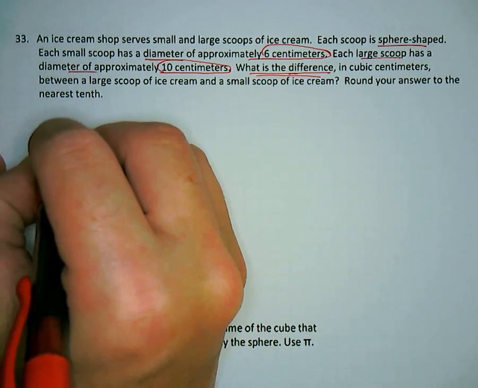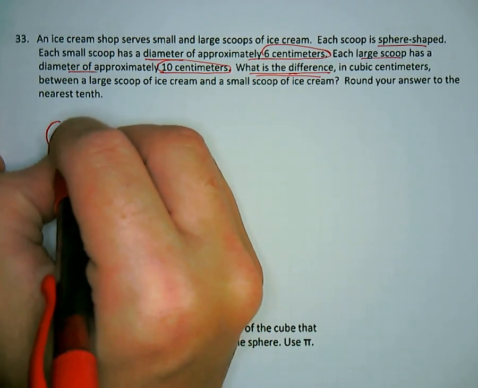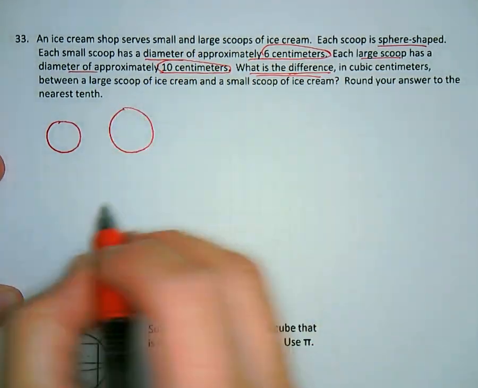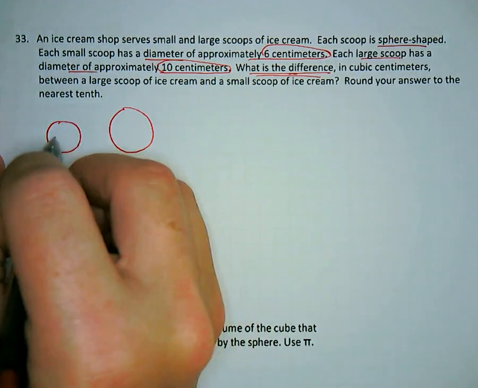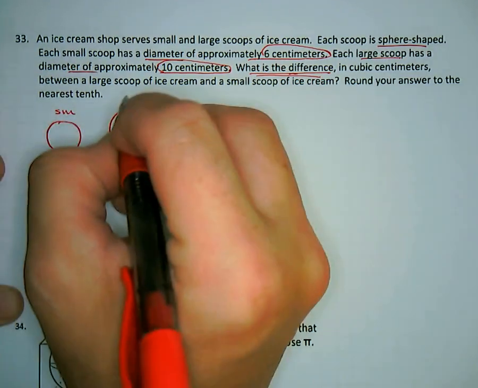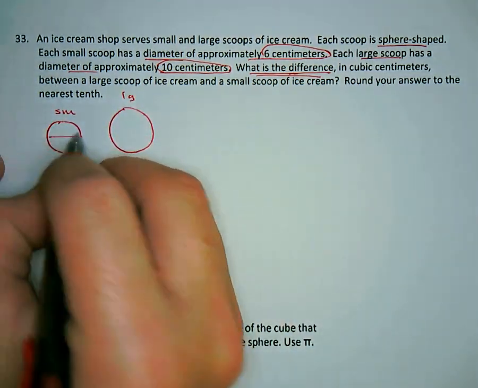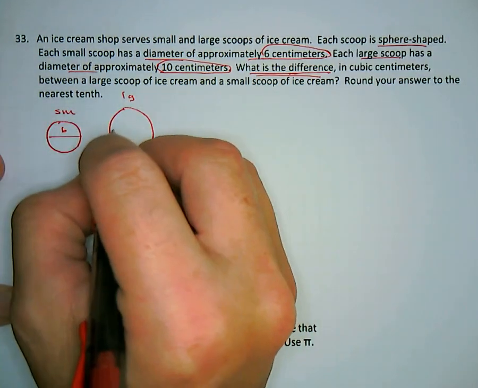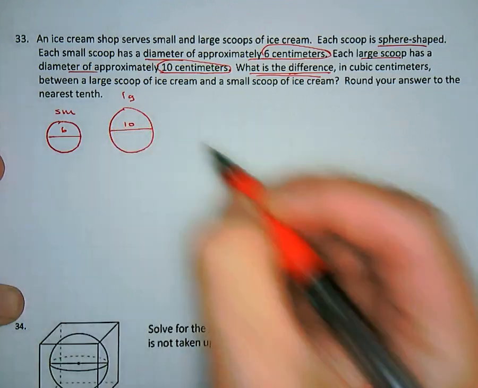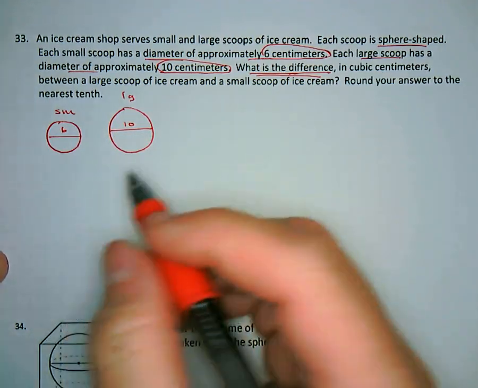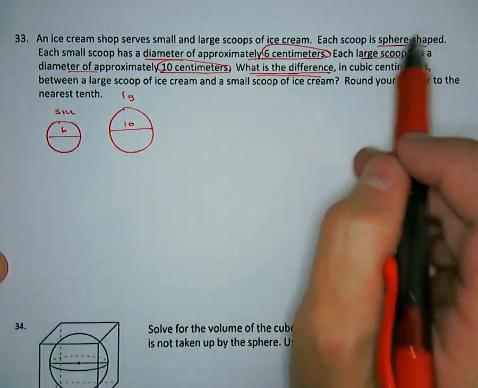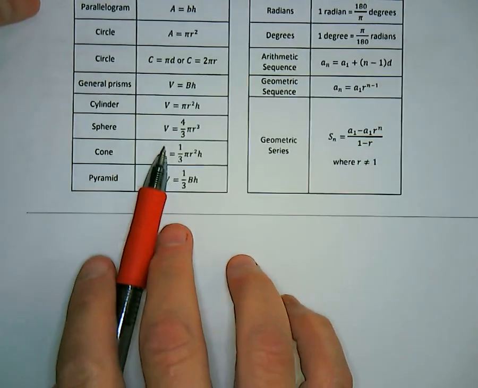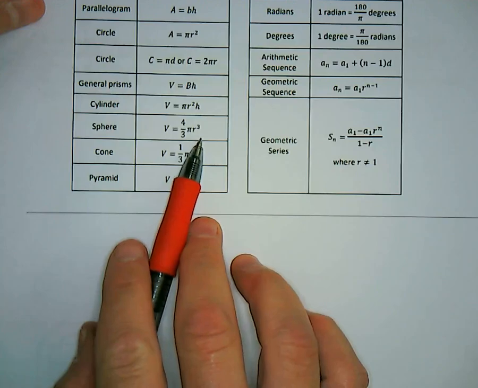So we've got small scoops, and we've got large scoops, okay? And they tell us a diameter for the small and the large. The diameter for the small one was 6 centimeters. The diameter for the large one was 10, okay? Now, let's think about this. For a sphere in our formula sheet, a sphere is 4/3 pi r cubed.